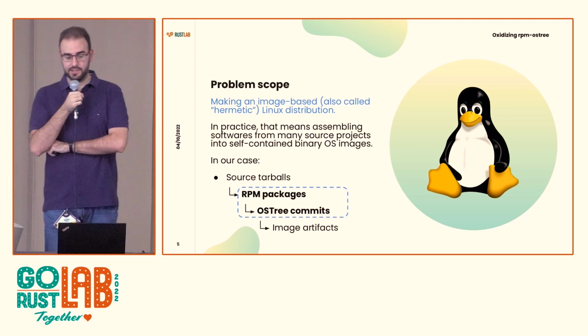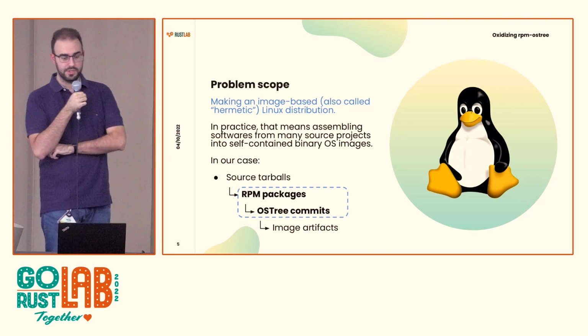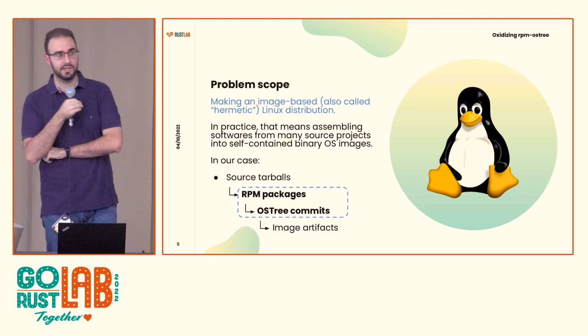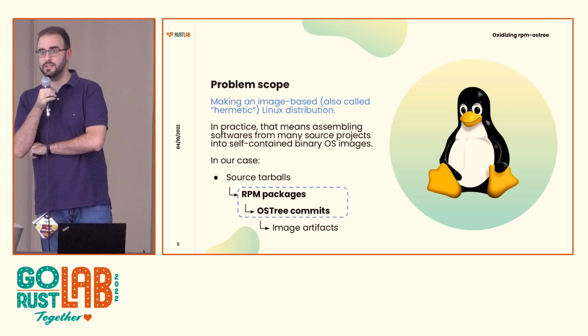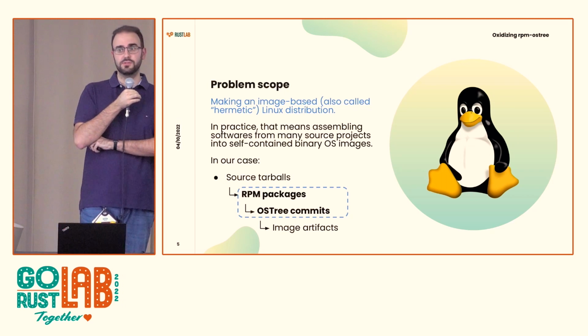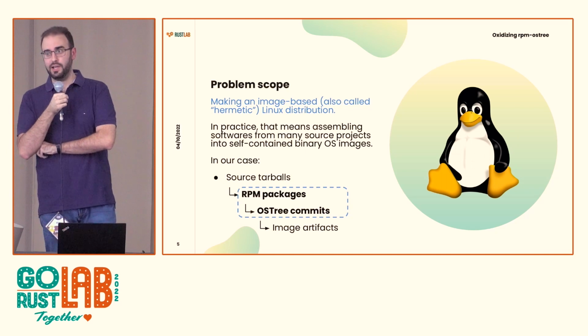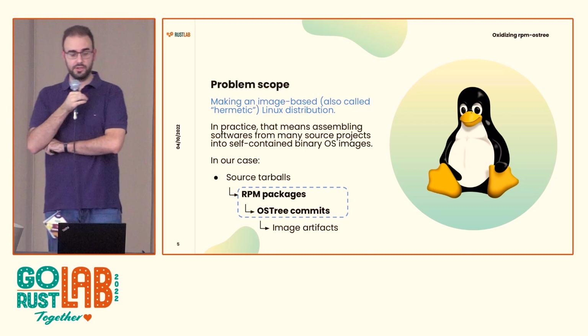So the chain, the pipeline, flows more or less like that. We start with a lot of source tarballs, like the Linux kernel, systemd, the GNU libc, and all the other libraries and applications that you usually have on a Linux machine. Those get compiled into RPM packages. We're not going to focus on this step.